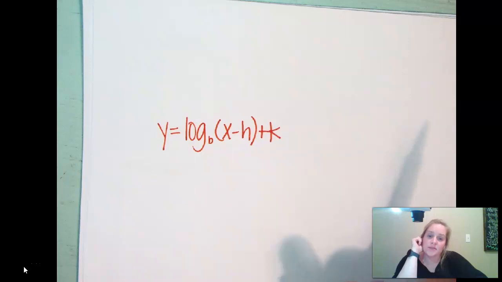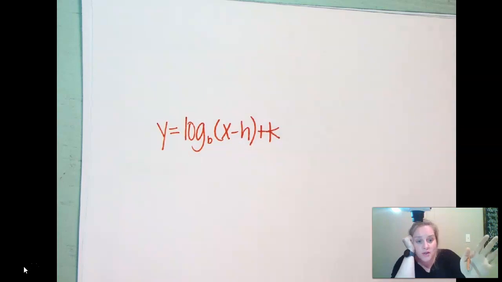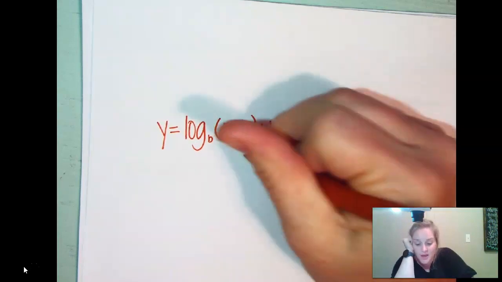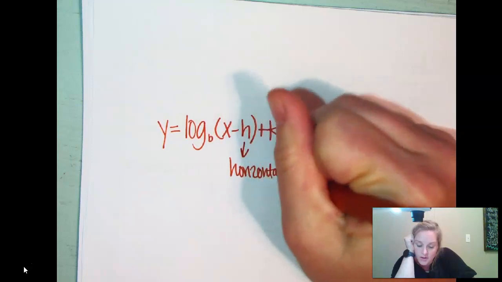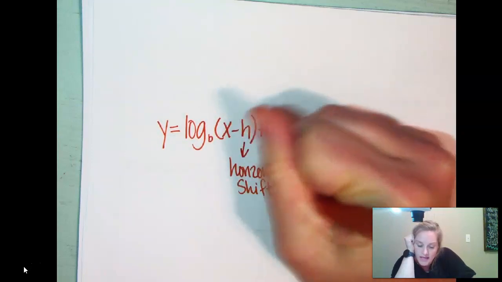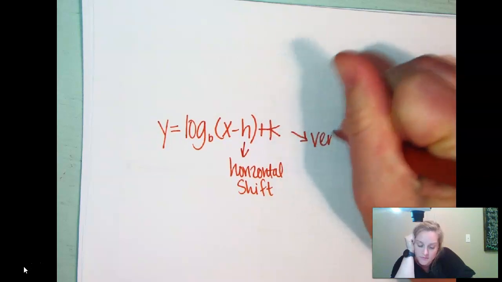So this is all about the translations, the transformations. This works just like all the other ones that have the H and K. H is your horizontal shift and K is your vertical shift.